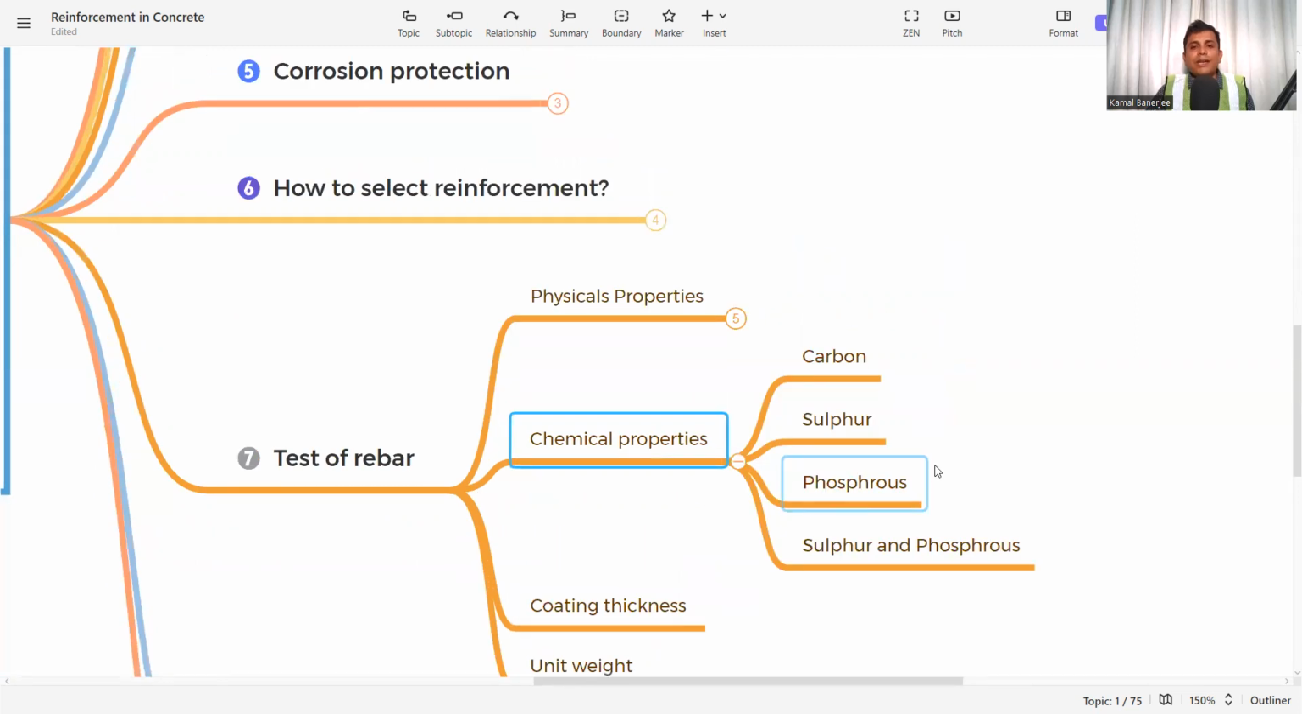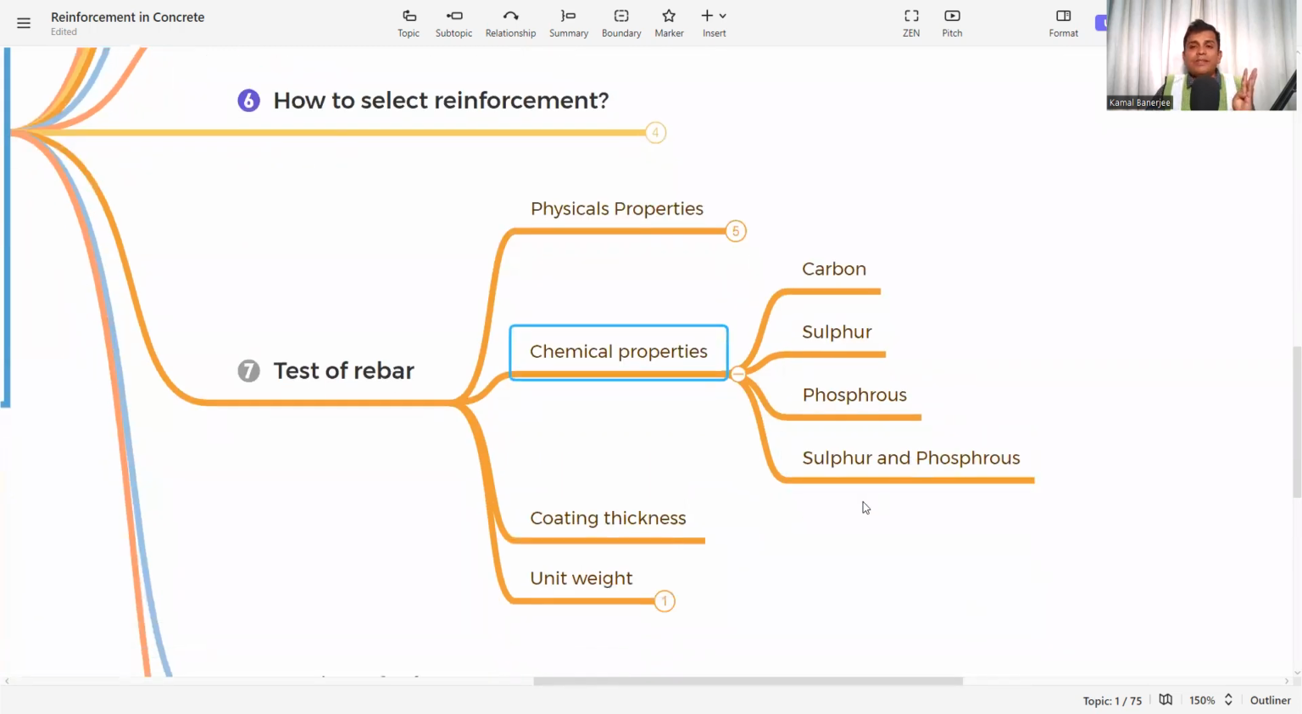Next are the chemical properties. What chemical properties do we need to know? The carbon percentage, sulfur percentage, phosphorus percentage, and any other impurities, whether there are any or not. So these you also need to check with the laboratories. Whenever it comes, send the sample to the laboratory and they will perform this test. According to IS 1786 and BS 4449, the criteria are mentioned for how to select and what the percentages or properties should be. So this has to match with the IS code or the BS code and the MTC so that we can accept this.